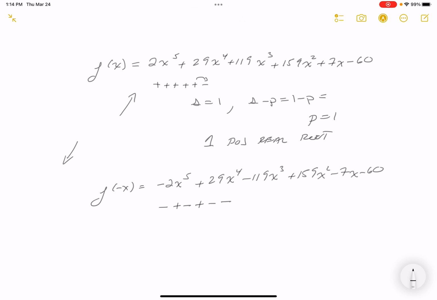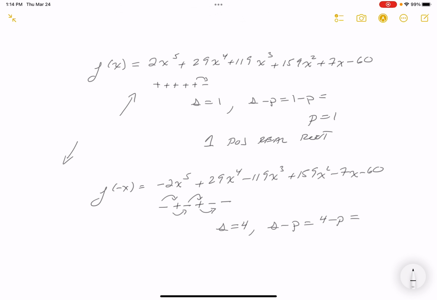All right, I get dizzy sometimes counting here, but what do we get? There's one change here, one change here, one change here, one change here. So S is 4. All right, what do we get? S minus P, that's 4 minus P, equals a non-negative even integer.